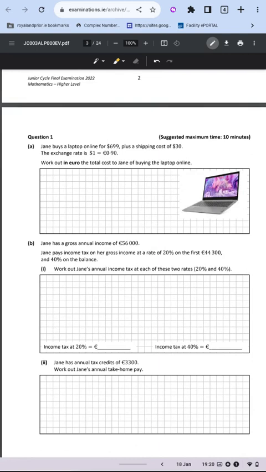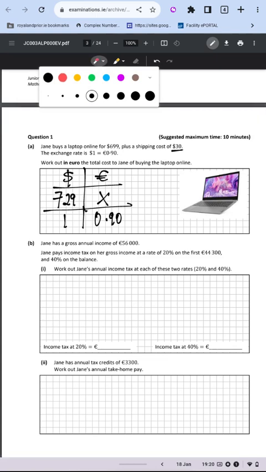So what you do is you line up your dollars below each other and your euros. So say our dollars there we've got. Now here it says buys a laptop for $699 plus a shipping cost of $30. So our total dollars there is $729. Now you could work that out individually. There's $1, and then my exchange rate is 90 cents. So what I'm looking for is the cost in euros. So anything I'm looking for, put in an X.